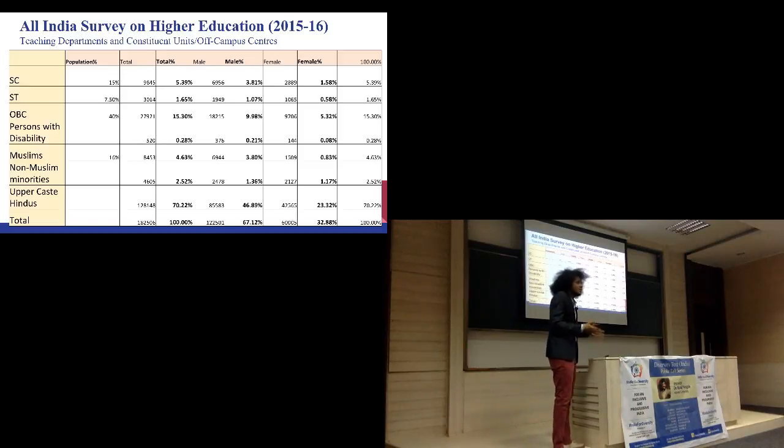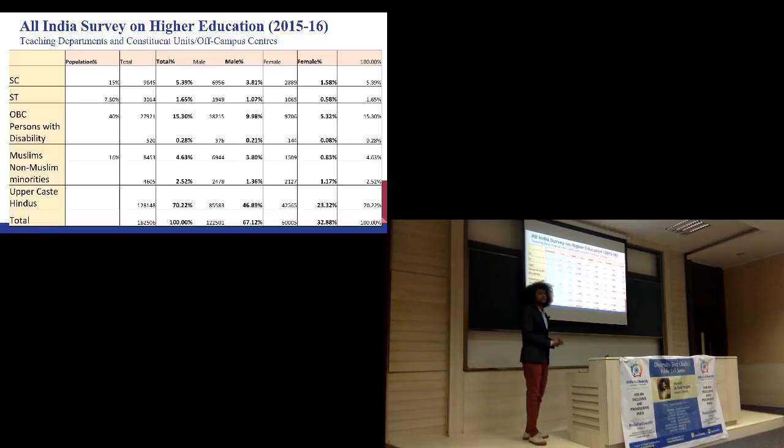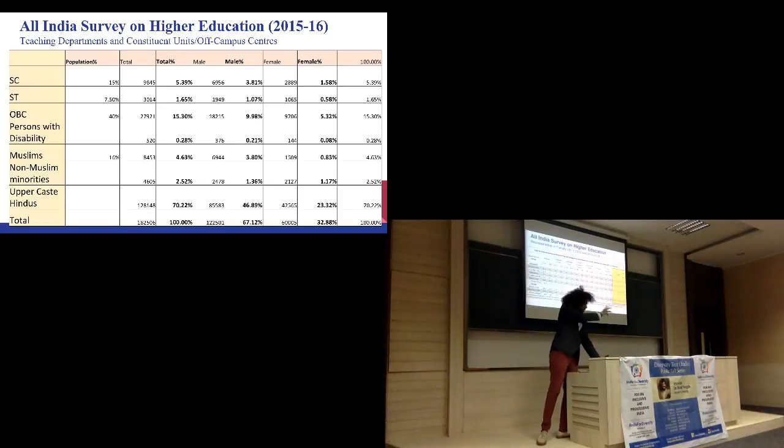And one of the reasons, I think, is perhaps this data. There are not many people with disabilities in our classrooms, in our teaching positions, and among our colleagues. This is the same data, but it was taken from here.